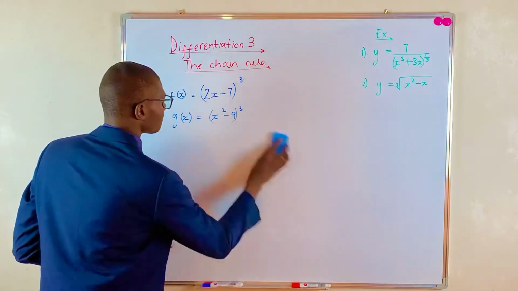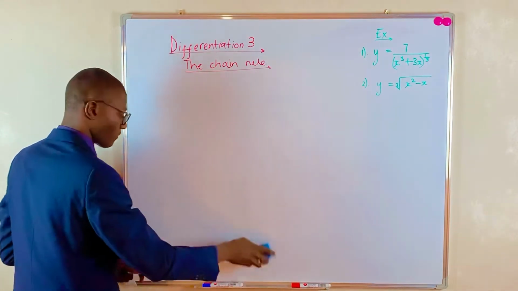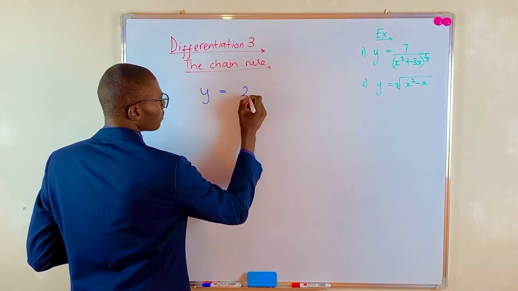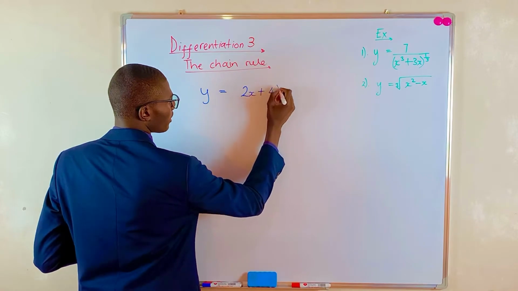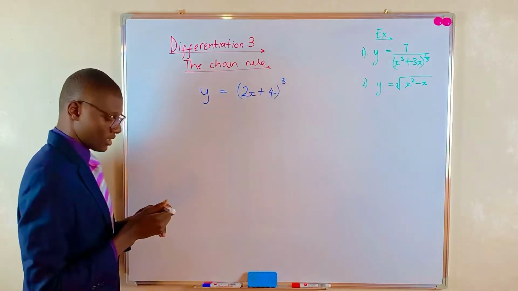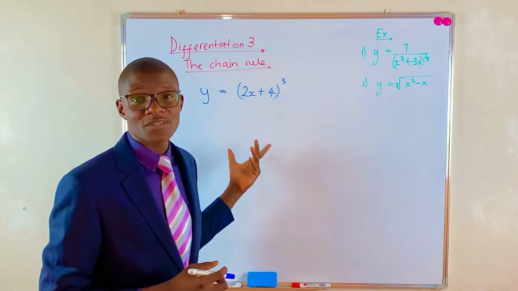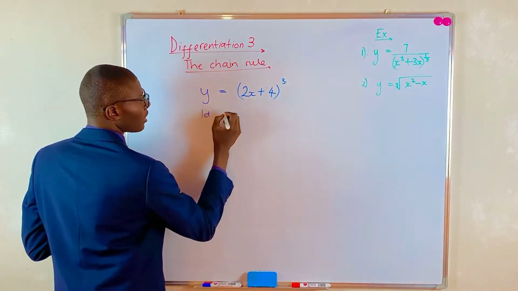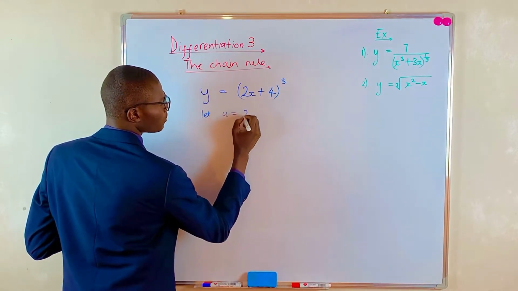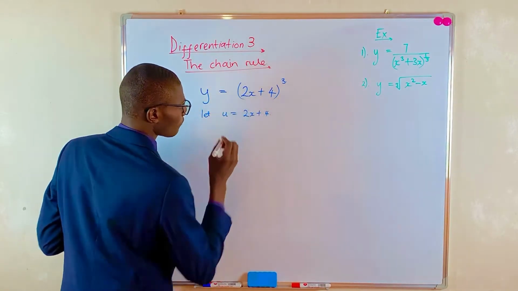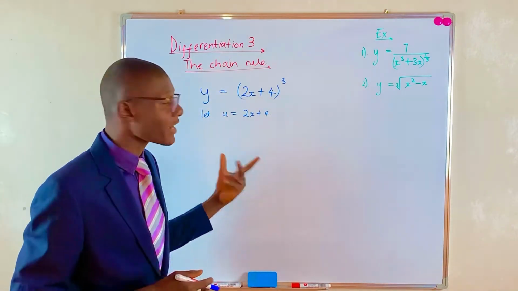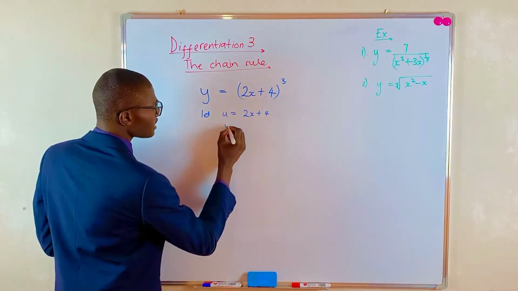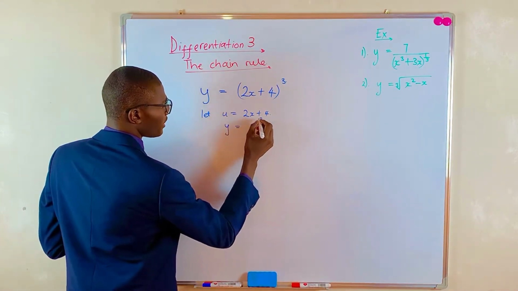Say we want to differentiate a function y is equal to 2x plus 4 raised to the power of 3. So we want to find dy by dx for this function. Let u be equal to 2x plus 4. What we're simply doing here is coming up with a substitution for the linear function such that now y is equal to u to the power of 3.